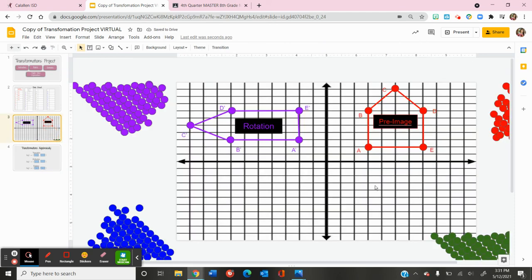So again, that was rotations. Come back tomorrow because tomorrow we will be reflecting across the x-axis.